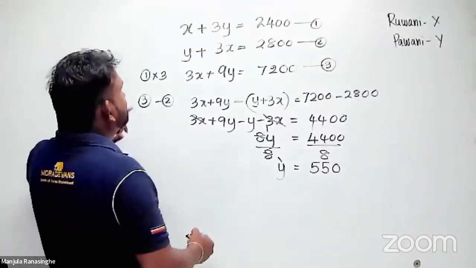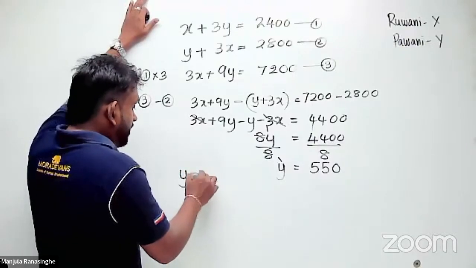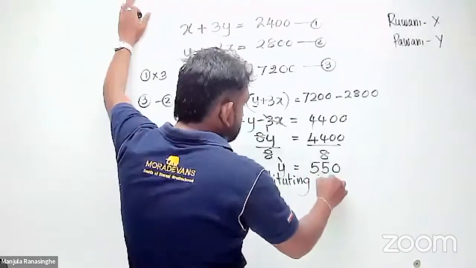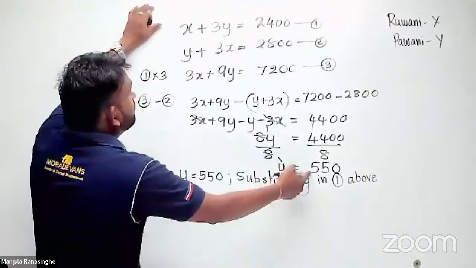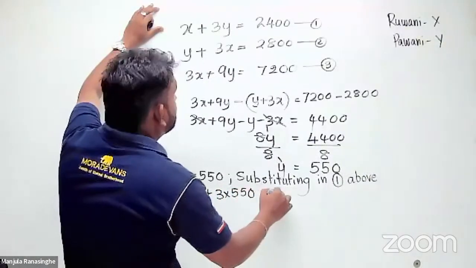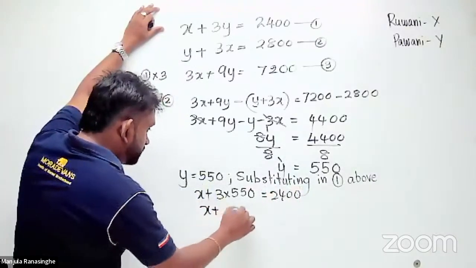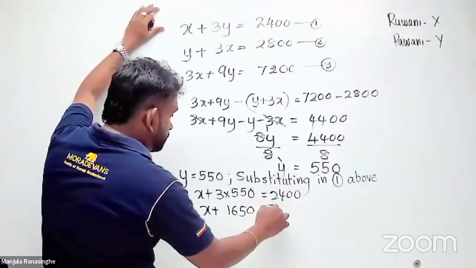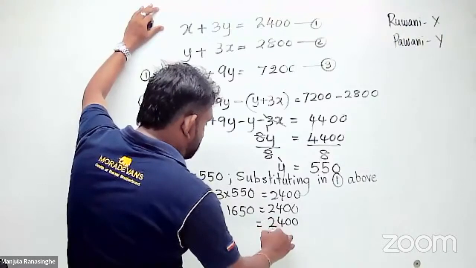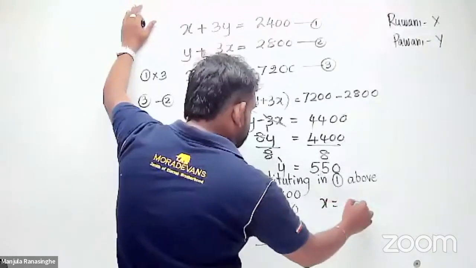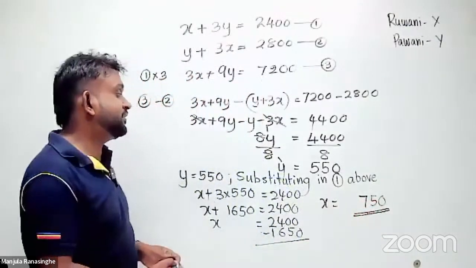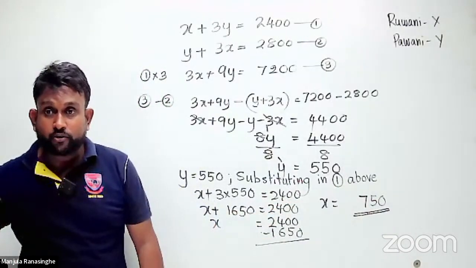Then you can find x by substituting. You have to write this in a nice way: y equals 550, substituting in equation 1 above. So x plus 3 into 550 equals 2,400. Then x plus 1,650 equals 2,400, so x equals 2,400 subtract 1,650, which gives x as 750. So x is 750, y is 550. And finally, you have to give that. What is x? They are asking.